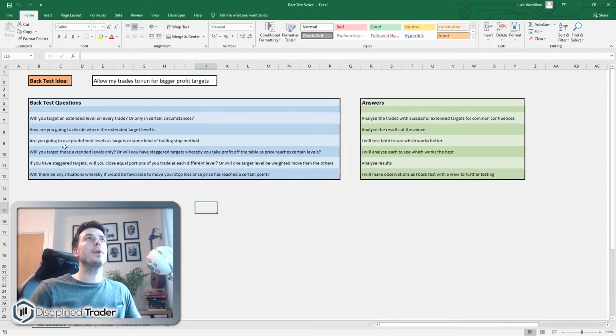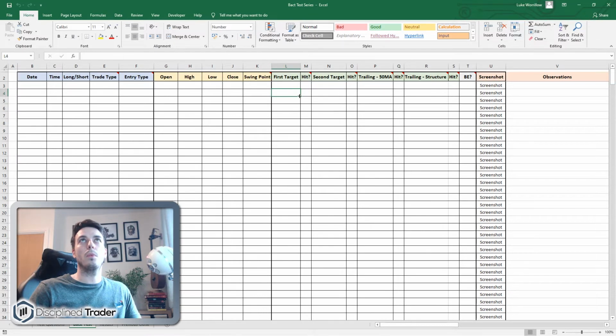So next question, are you going to use predefined levels as targets or some kind of trailing stop method? Again, we've already talked about this one. I'm going to test both and see which works better. My gut tells me it's probably going to be a combination of the two, but we will see. Next question, will you target these extended levels only, or will you have staggered targets whereby you take profit off the table as price reaches certain levels? So this again is a similar point to the one above. I think what we will see is that staggered targets are better, but obviously I will be testing staggered targets.